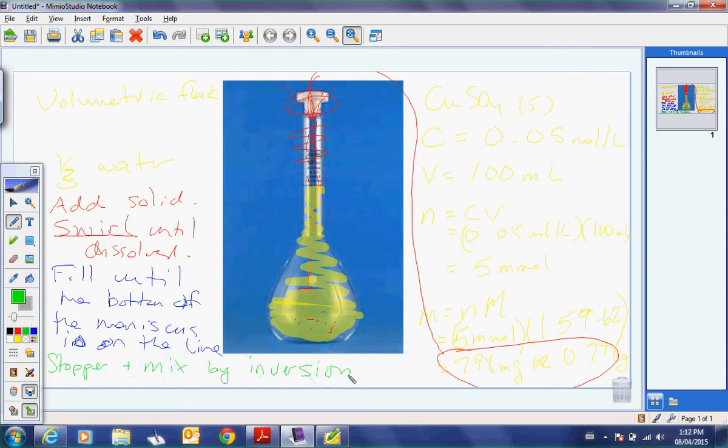So stopper it, put the stopper on the top, and you flip it upside down and flip it right side up, and flip it upside down and flip it right side up, and that's mixing by inversion.